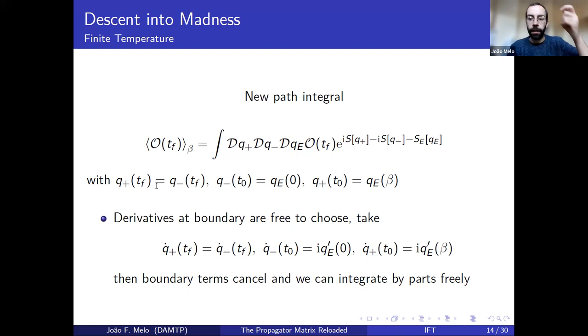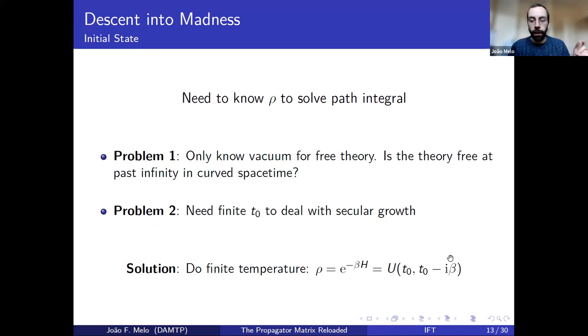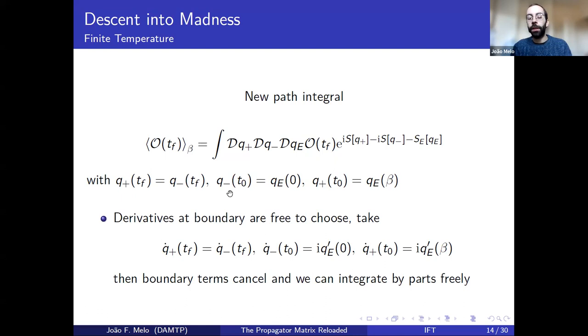And what appears here is the integration over the matrix elements of rho. And so the states that I put in rho are the initial conditions for Q plus and Q minus. And those will be the initial and final conditions for my U here, my U in imaginary time. So actually Q minus at T0 will be Q Euclidean at zero, and Q plus at T0 will be Q Euclidean at beta. So I have this kind of loopy boundary conditions where I start at Q plus at T0, go to Q plus at TF, change to Q minus, go back to T0, change to QE, and then go back to beta, and then go back to Q plus.